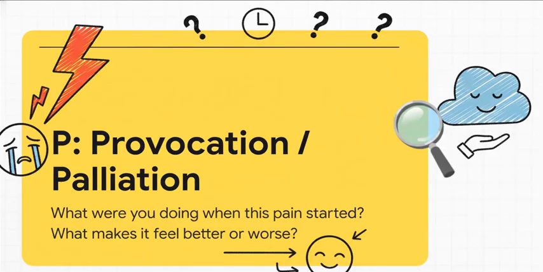We're going to start with P for Provocation and Palliation. I like to think of this as the triggers and the soothers. And let's be super clear. Provocation is anything that causes the pain or makes it worse. Palliation is what makes it better, what relieves it. You have to know both sides of that coin.